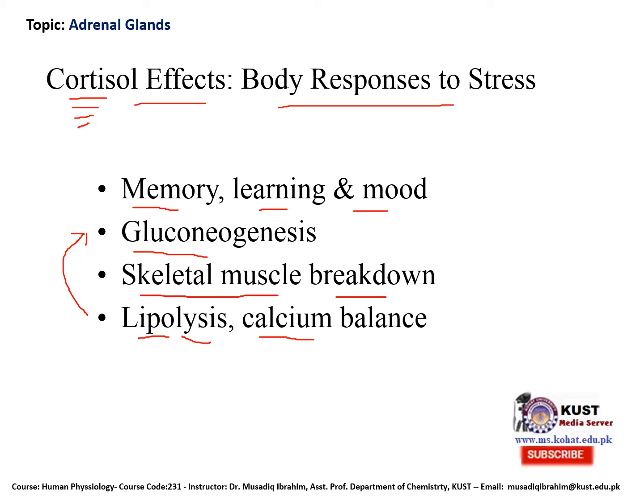And another effect of cortisol is the calcium balance, that inside the cell and outside the cell of the human body, the calcium intake and its balance is being maintained by the cortisol secretion.